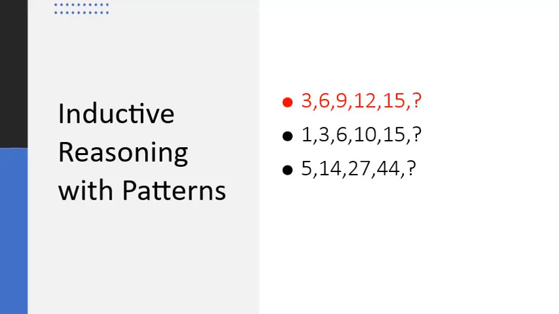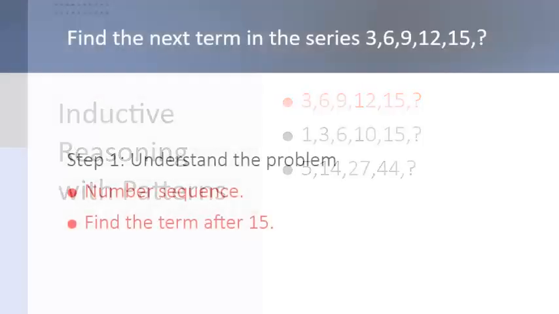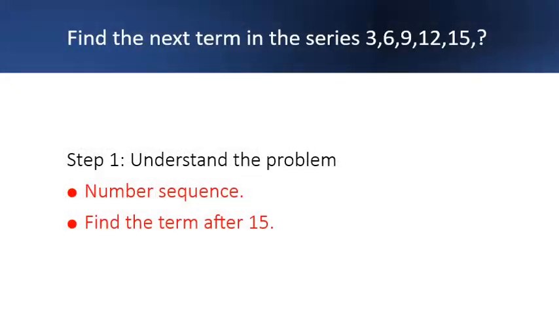In this set of problems, which involve number patterns, we'll employ inductive reasoning to find the next term in the sequence. Let's start with the sequence 3, 6, 9, 12, 15. Employing Polya's method, we first try to understand the problem. First, we have to understand that the problem involves a number sequence. Since it is a sequence, there must be a pattern. So we have to find out the pattern to be able to find the term after 15.